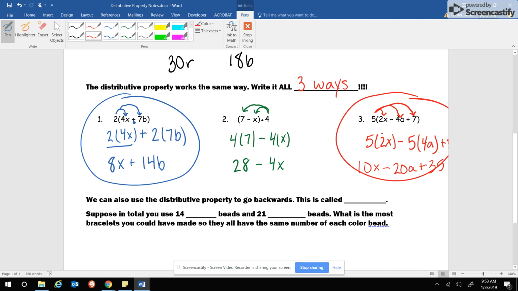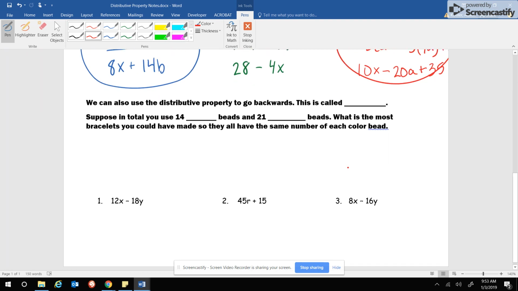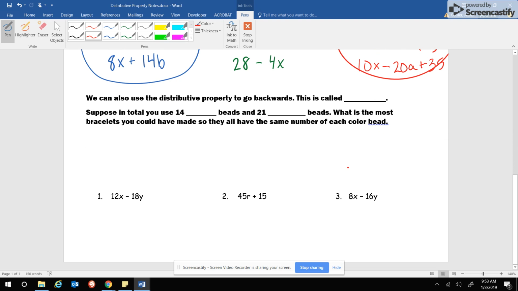Now, there's one more thing we can do with the distributive property, and you're going to use this a lot the older you get. It's called factoring, which is basically the distributive property backwards. So instead of multiplying into the parentheses, we're taking a number out. So our example right here, we're going to go back to the friendship bracelets.